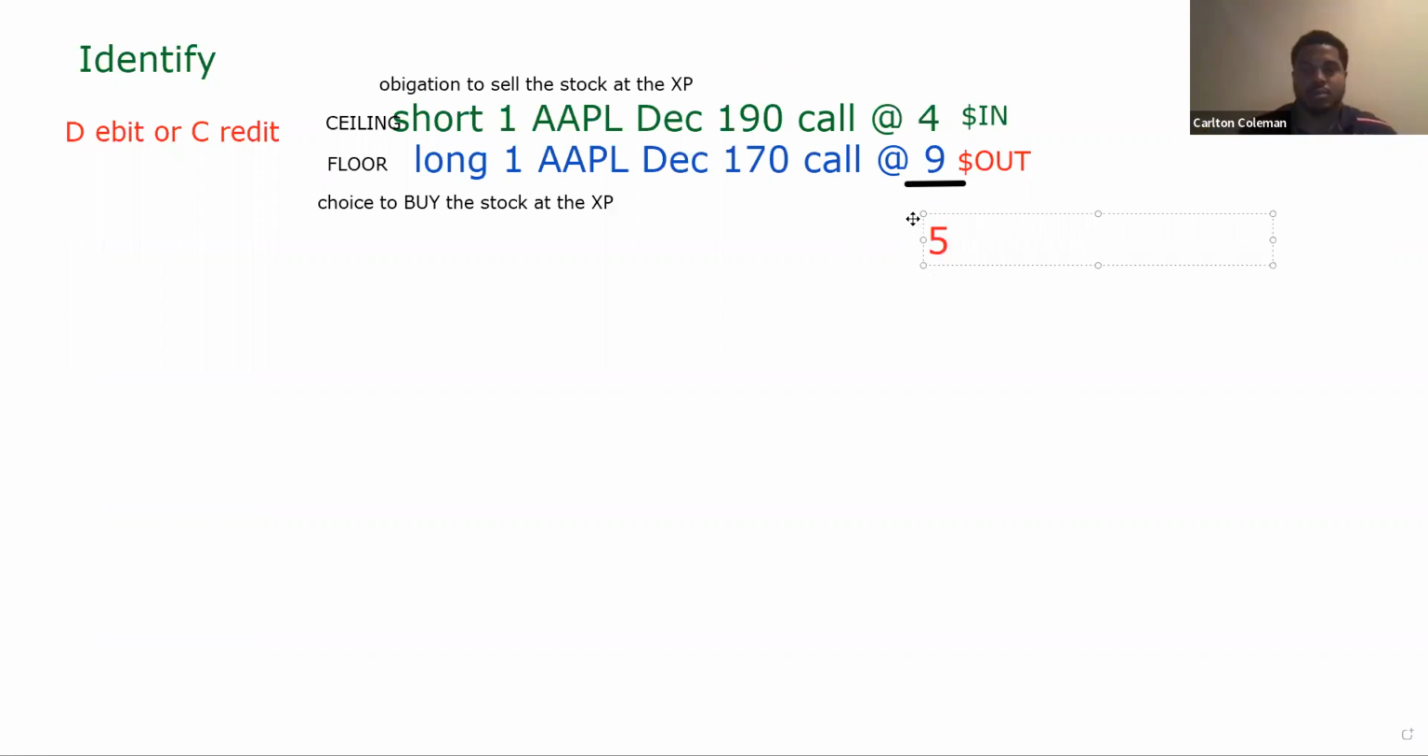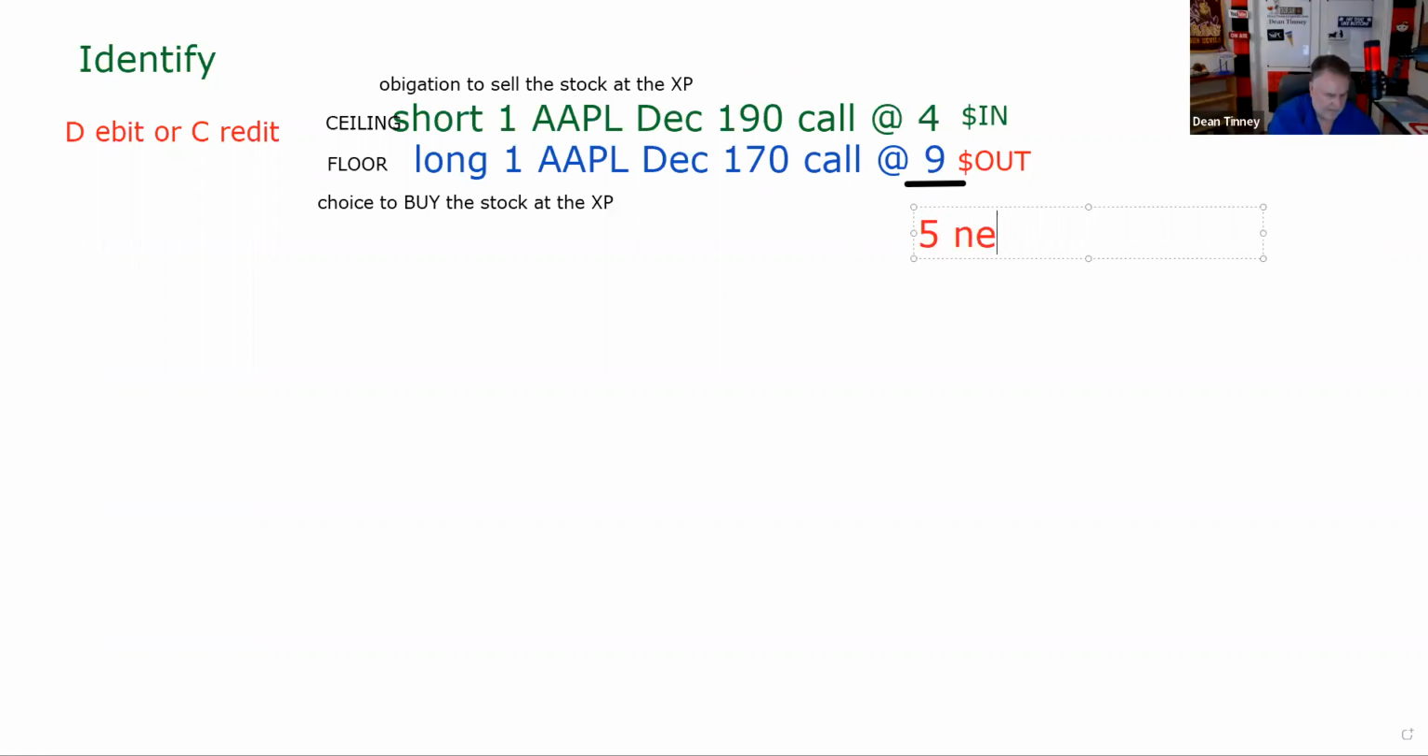Let's put that right there. So this is a net debit. Exercise or expire. So if I get exercised, my broker calls, says, Dean, you got exercised. I go, wonderful. That would be bueno. That means I bought the Apple at 170 and I sold it at 190. So exercise is going to be great.